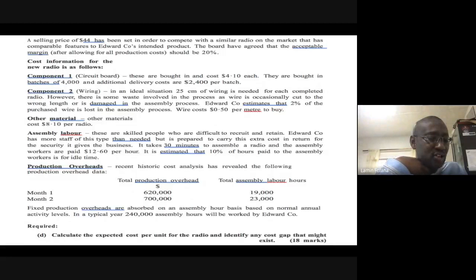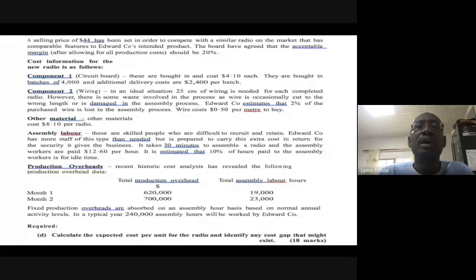A selling price of $44 has been set in order to compete with a similar radio on the market that has comparable features to Edwards Company's intended product. The board have agreed that the acceptable margin after allowing for all production costs should be 20%.